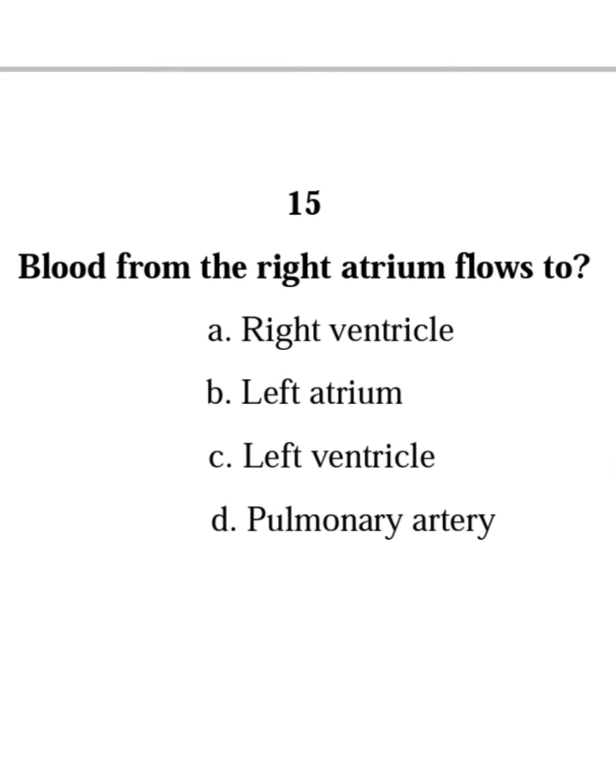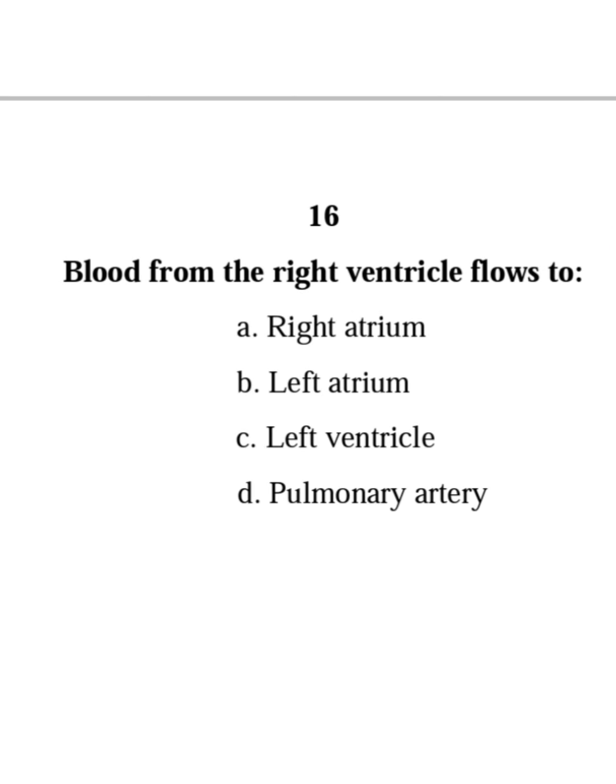15. Blood from the right atrium flows to right ventricle, left atrium, left ventricle, pulmonary artery. The correct answer is A, right ventricle. So the blood from the right atrium flows into the right ventricle through the tricuspid valve.